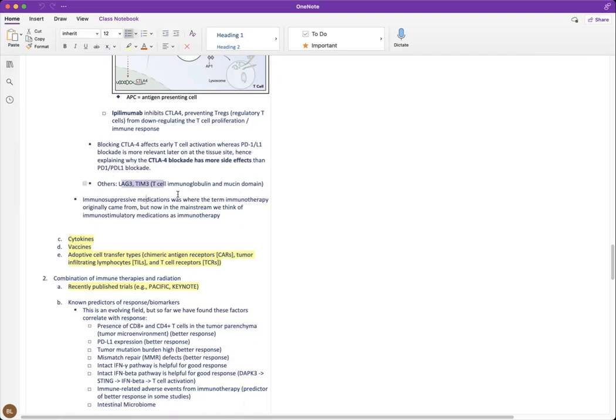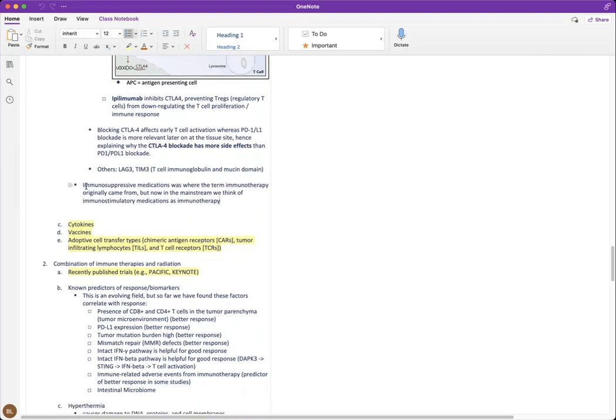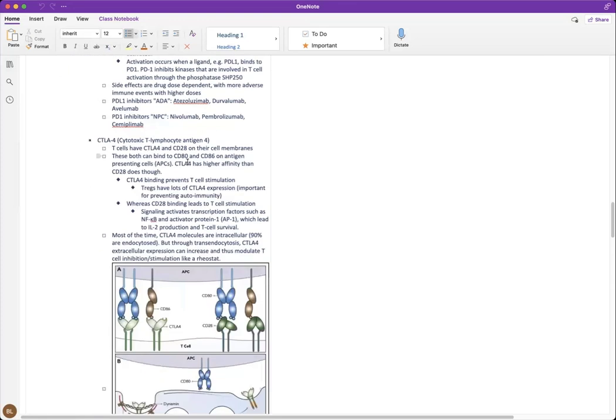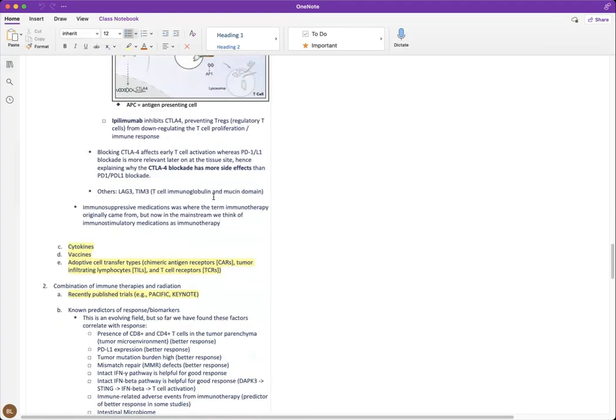These are just some other honorable mentions. LAG3, TIM3. I don't know anything about them. Immunosuppressive medications. So the OG immunotherapy was actually immunosuppressive medications. But then once we had this new kind of immunotherapy, this has now stolen the name immunotherapy. But if you talk to any old doctors, when they hear immunotherapy, they might remember when it was referring to immunosuppressive medications.